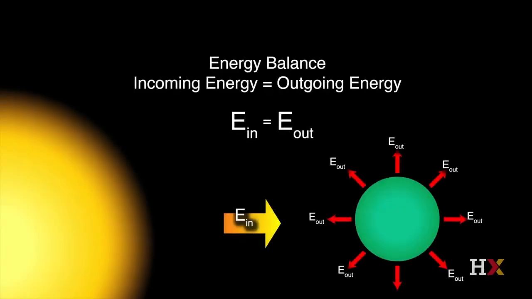If it wasn't in balance over relatively short timescales, the Earth would heat up or cool off, depending on whether it had an excess of energy or a deficit of energy. So we can write this very simple energy balance equation that just says energy in equals energy out.